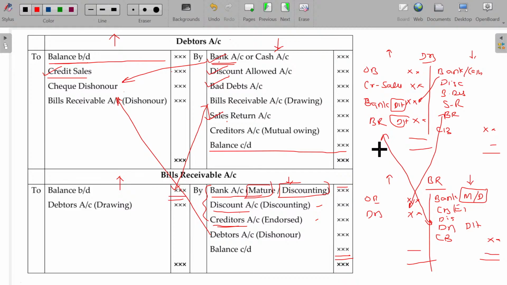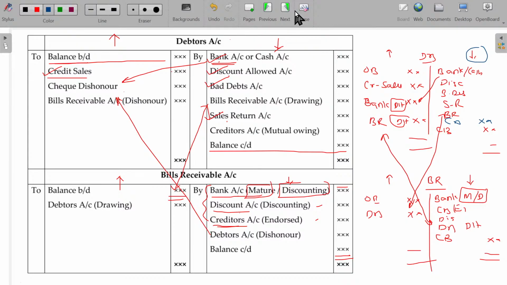Then we may have the mutual cancellation. Already we studied in the final accounts chapter. One of the debtors is also my creditor. From X, I could have purchased for 1 lakh, and to the same X, I could have made sales of 1,50,000 rupees. For the sales I have to receive, for the purchase I have to make the payment. So here the mutual value of 1 lakh could be automatically cancelled, so only 50,000 will be there. That is called mutual cancellation. In that case, the debtors balance also reduces, creditors balance also reduces. So here you simply name this as creditors.